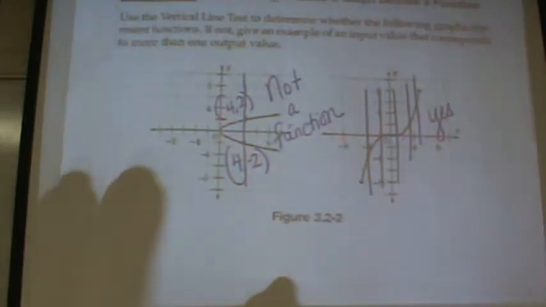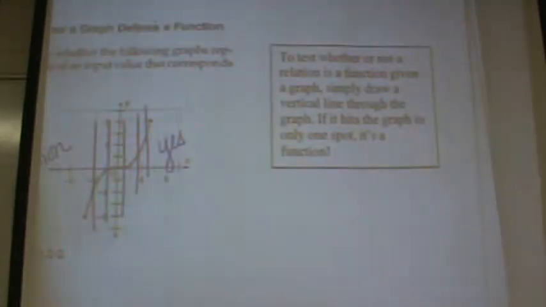Questions? You guys know the vertical line test. To test whether or not a relation is a function given a graph, simply draw a vertical line through the graph. If it hits the graph in only one spot, it is a function. We've done several of these.